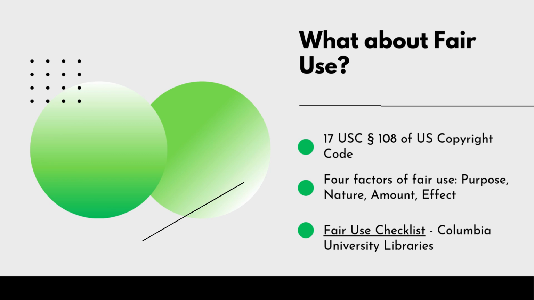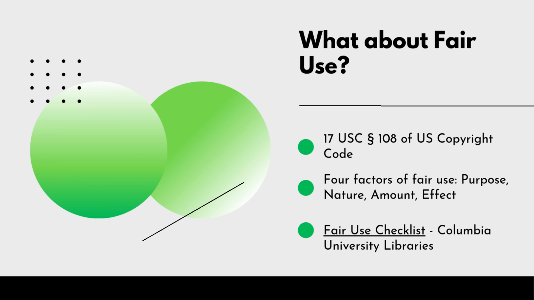It's more of a spectrum or a scale. There are various factors, they're called the 4 factors, that tip the balance towards or away from fair use of in-copyrighted materials. The 4 factors are purpose, nature, amount, and effect. And there's information in your readings from Columbia University Libraries about what each of those 4 factors are.